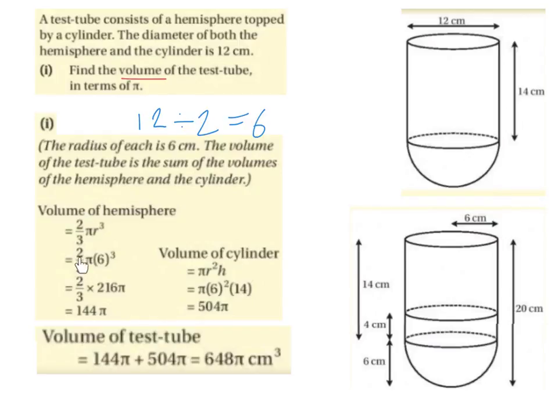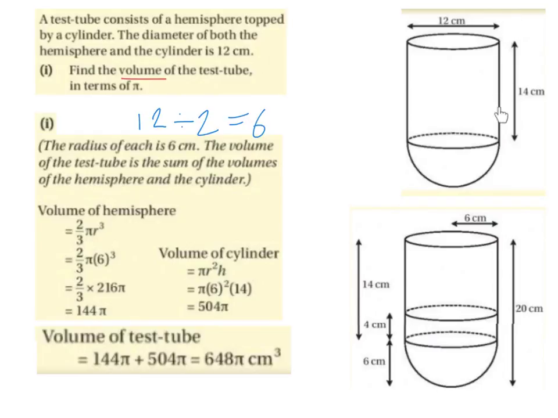So we've got 2 over 3 pi times 6 cubed, because the radius is 6. And that gives us 144 pi. Remember, we want it in terms of pi. Then the formula for the cylinder is pi r squared h. So again, the radius is 6 and the height is 14.